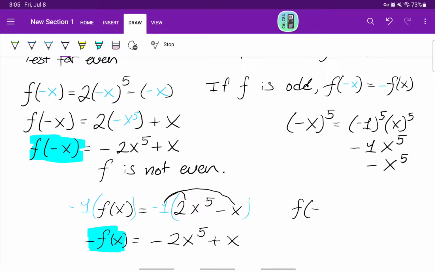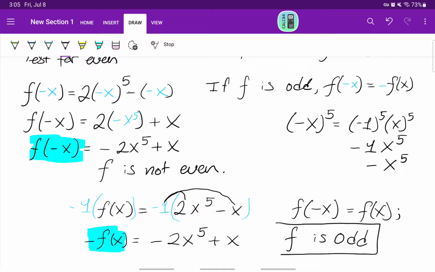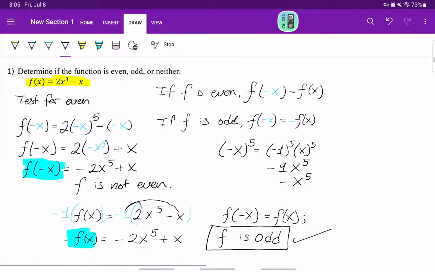Because f of negative x is equal to negative f of x, our function is odd. And that is the answer to this question. Our function is odd.